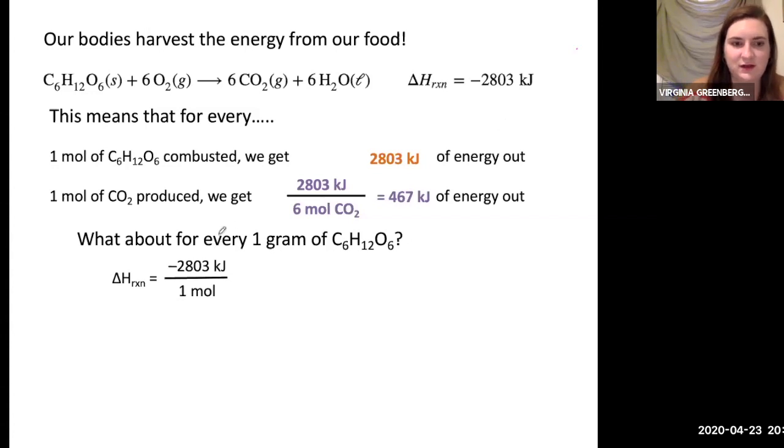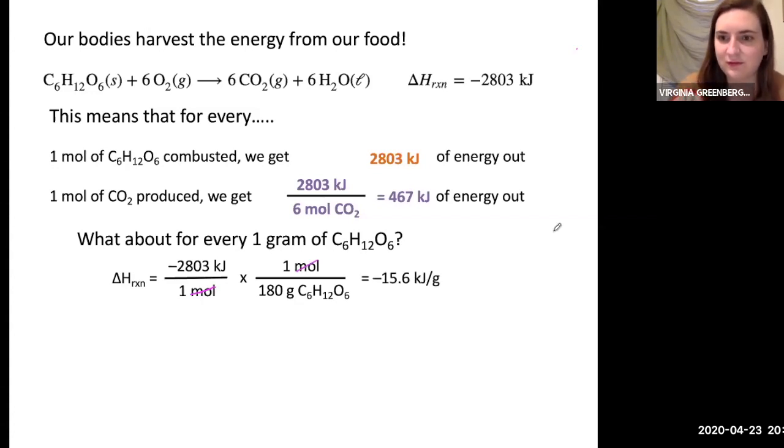And so we can take our delta H of reaction. This delta H value is telling us that we have negative 2,803 kilojoules for every 1 mole of sugar. And then we can just use the molecular weight of sugar to convert. So for every 1 mole of C6H12O6, I have to put in 180 grams. My moles will cancel. And then I can see that the delta H of the reaction for 1 gram would be negative 15.6 kilojoules.